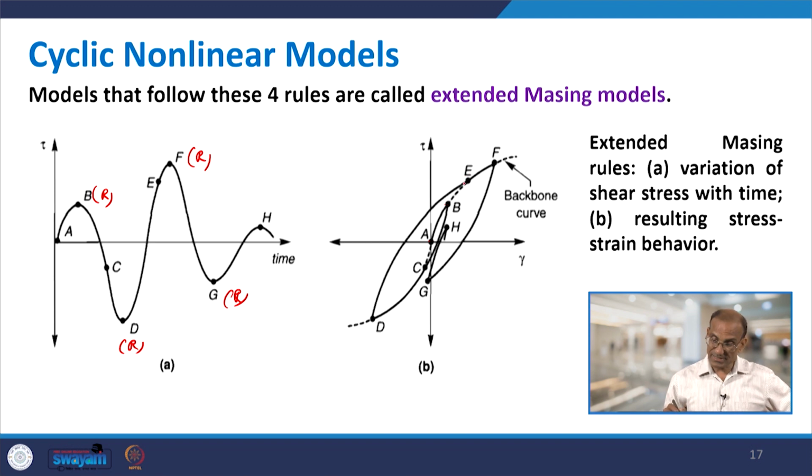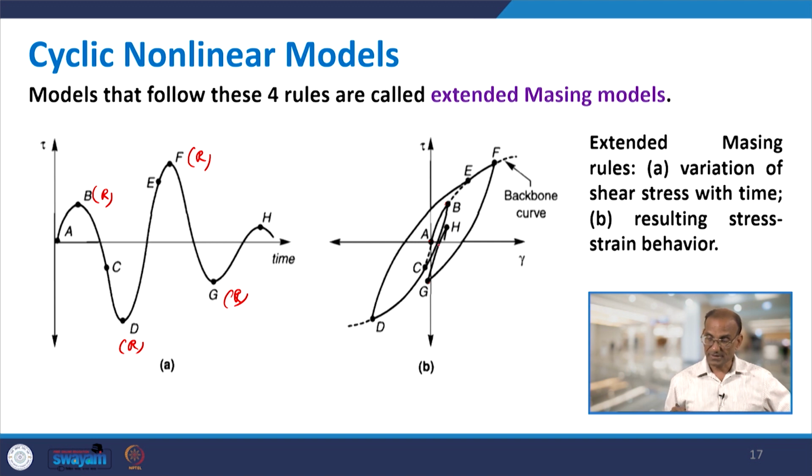Now, at point E it intersects again the backbone curve of the previous cycle. So, it needs to follow the same backbone curve up to point F. Again at point F, there is a stress reversal. So, there will be a change in the stress reversal, and another backbone curve will need to be followed. What happens at point G? You get another stress reversal. So, you need to change the backbone curve again, and at point H you will get a stress reversal.